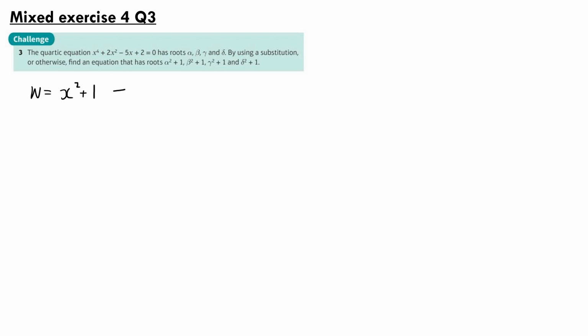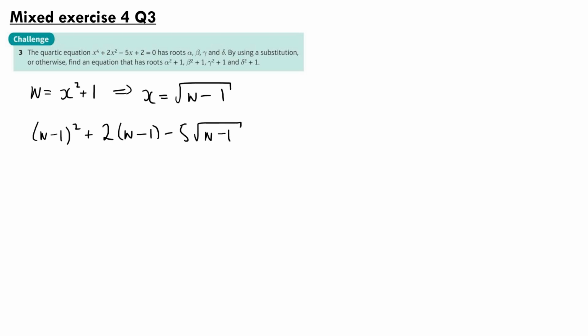And rearranging for x, here we can see we're going to need a square root. So x is equal to the square root of w minus 1. And let's plug that back into the original equation. So x to the power of 4 is then going to be just w minus 1 squared. 2x squared is then going to be 2 times w minus 1. Then we've got 5 times the square root of w minus 1 plus 2 is equal to 0.